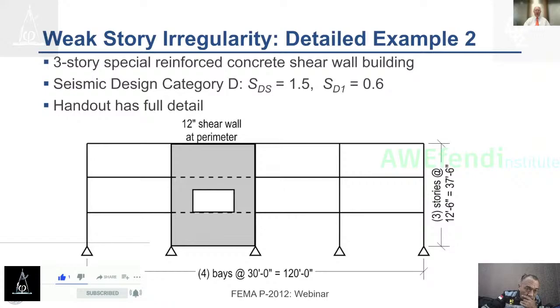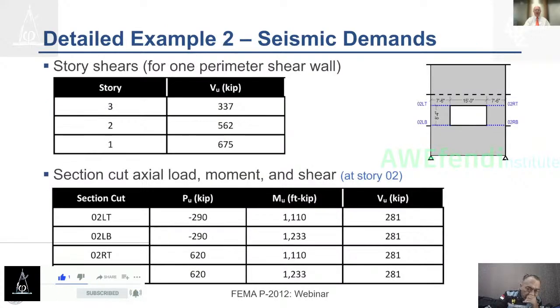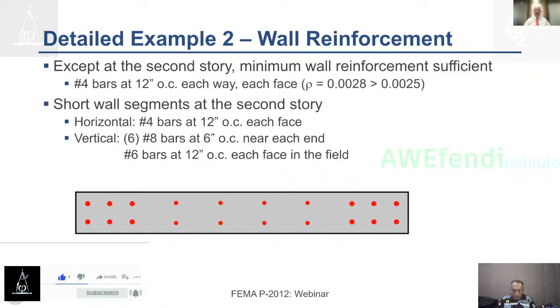We work through calculations, which I won't go into in detail, but we considered carefully story shears and we distribute those forces. We look at the behavior of each of the piers in the 2nd story so that we can understand the shear and flexural strengths of that story and compare those to the demands. In the case of this example, minimum reinforcement works in this wall, except at the 2nd story where we have to have some piers that are reinforced more heavily.